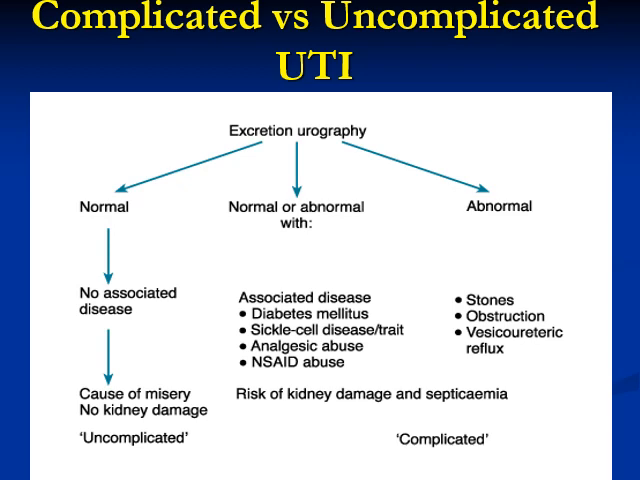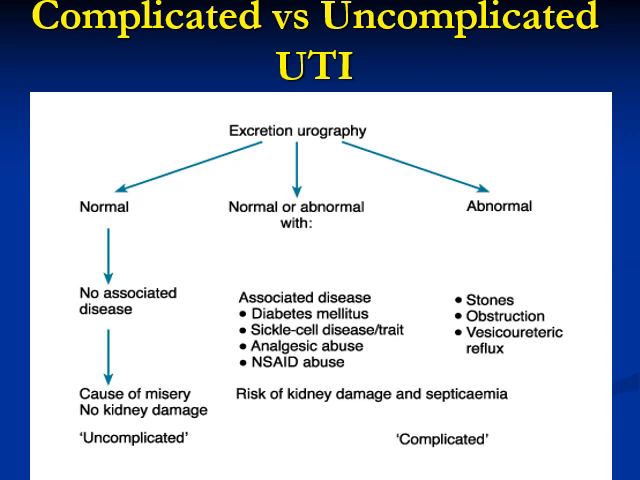A point of importance in the management of an acute infection of the kidney, an acute pyelonephritis, is to differentiate whether the urinary tract infection is complicated or uncomplicated. This is achieved through an excretory urography. If there is an abnormality in the excretory urography in the form of the presence of stones, an obstruction, or a vesicoureteric reflux, this is considered a complicated urinary tract infection.